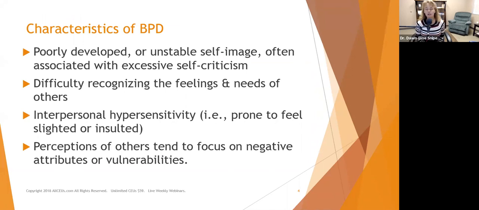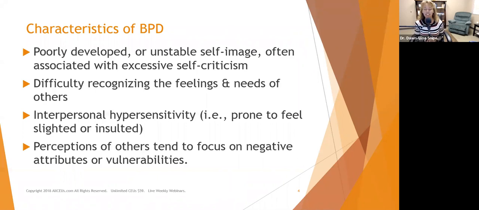Okay, characteristics of borderline personality disorder. Poorly developed or unstable self-image, often associated with excessive self-criticism. All right, well, that's for borderline. Let's talk about addiction for a second. People who are struggling with addiction, who are in their active addiction, their self-image is changed. They are no longer Jane Doe. They are now Jane Doe the addict. And people, when they are in their addiction, behave very differently and act very differently than they do when they are in recovery. And a lot of guilt, shame, those sorts of things go along with addictive behaviors, hence the excessive self-criticism. So it's not uncommon to see these characteristics in someone with an addiction or borderline.